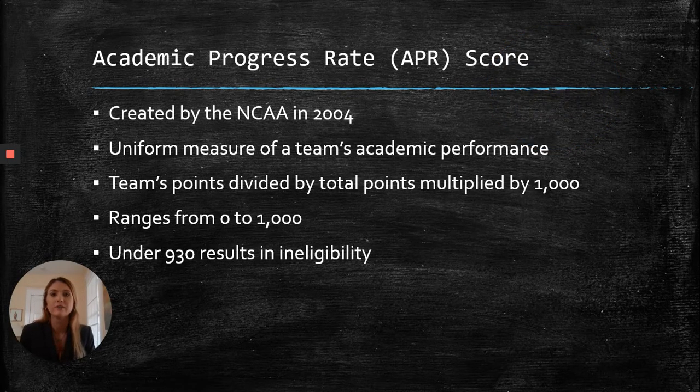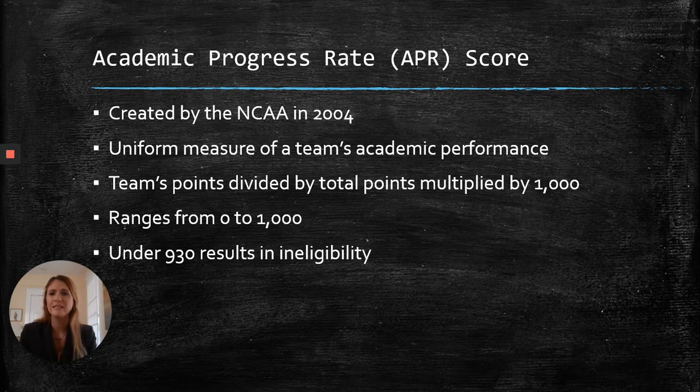So the academic progress rate, or the APR score, is a certain score that was created by the NCAA in 2004. And this is something that's unique to this division. If you aren't familiar with the academic side of college sports, you probably haven't heard of this. And it's basically just a uniform way to measure a team's academic performance. Of course, they are students first, which is something that's often brought up. And so the NCAA likes to keep track of how teams are performing.